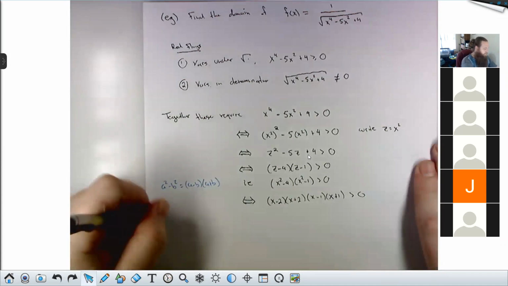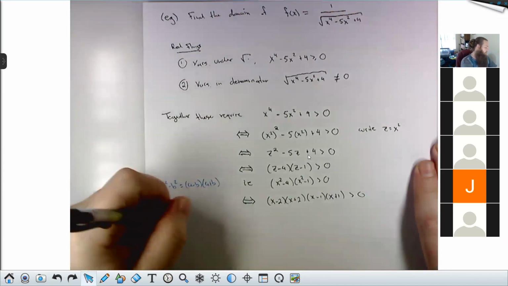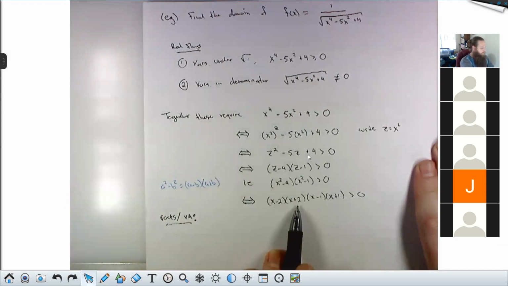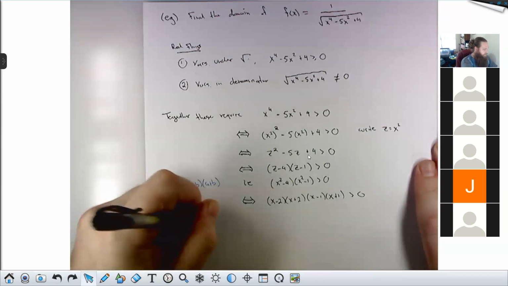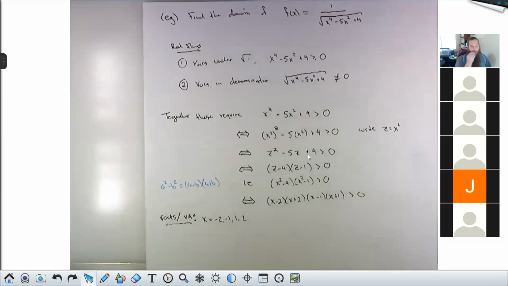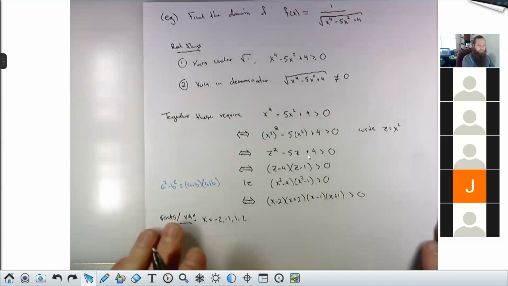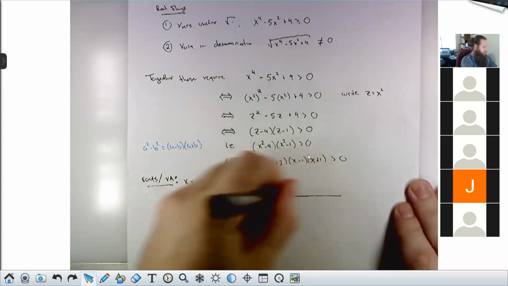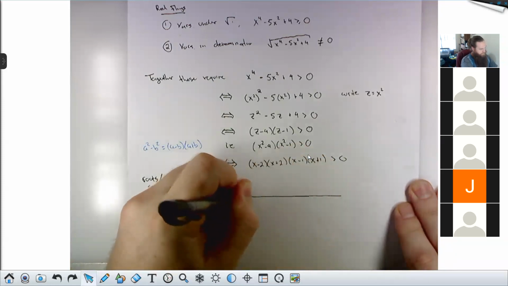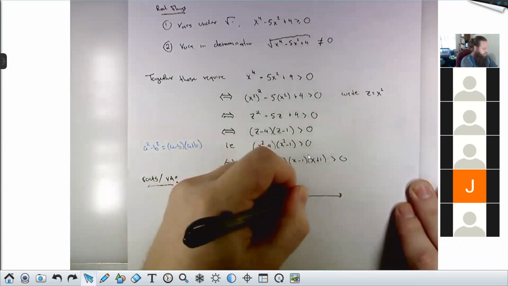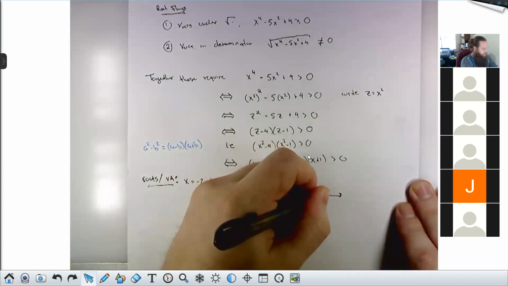So my roots, for VAs, there are no VAs here, but the roots are -2, -1, +1, +2. So those are the special numbers that go on my number line. Quite a few of them, so -2, +2.